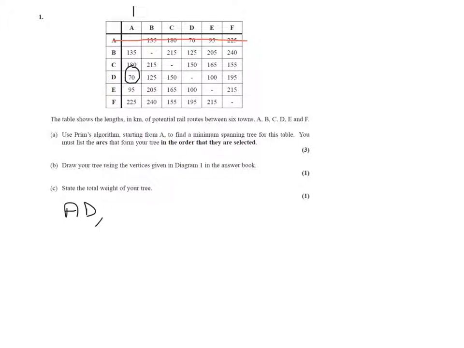Now we go through these steps again. We delete the row in the matrix for the chosen vertex. Well, the row is D. We number the column in the matrix for that vertex, so that's 2. We need to put a ring round the lowest undeleted entry in the numbered column.